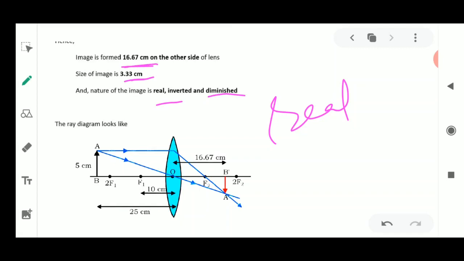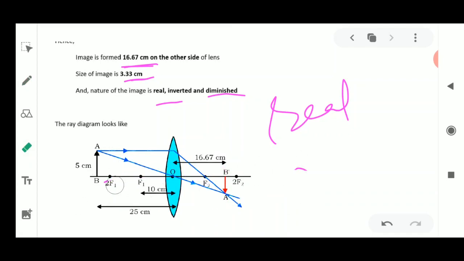It means that the image is formed on the other side of the object. So the diagram looks like this here. The image is formed at 16.67 centimeters and it is below the principal axis, so it is real and inverted.